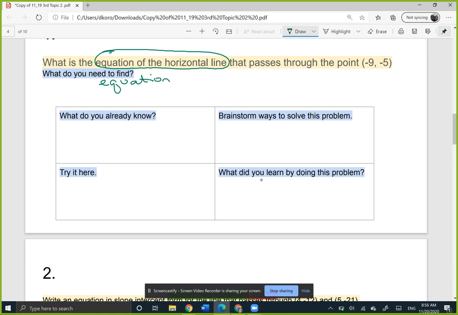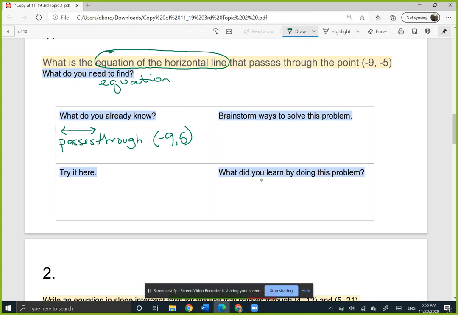And right here, it says, what do you already know? Well, I know it's a horizontal line, so I'm just going to draw it out. Horizontal is going from left to right. And I know that this horizontal line passes through the point -9 and 5.